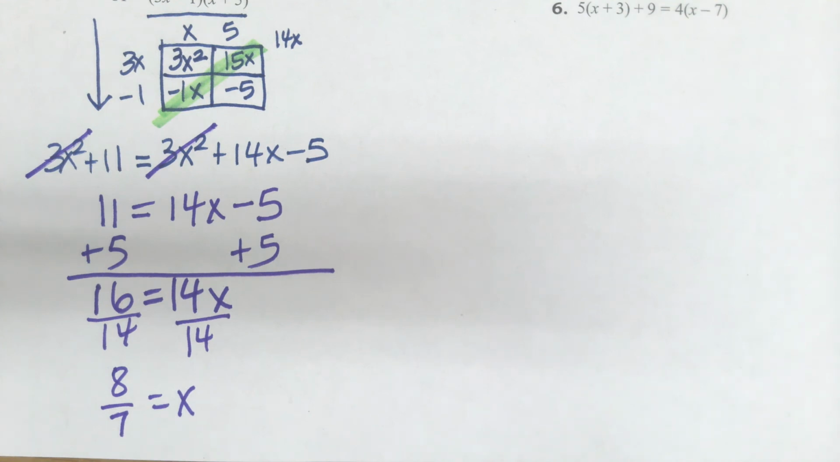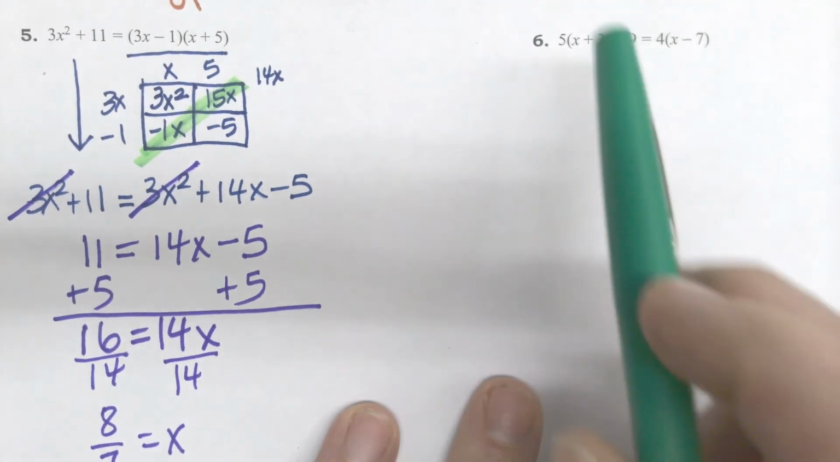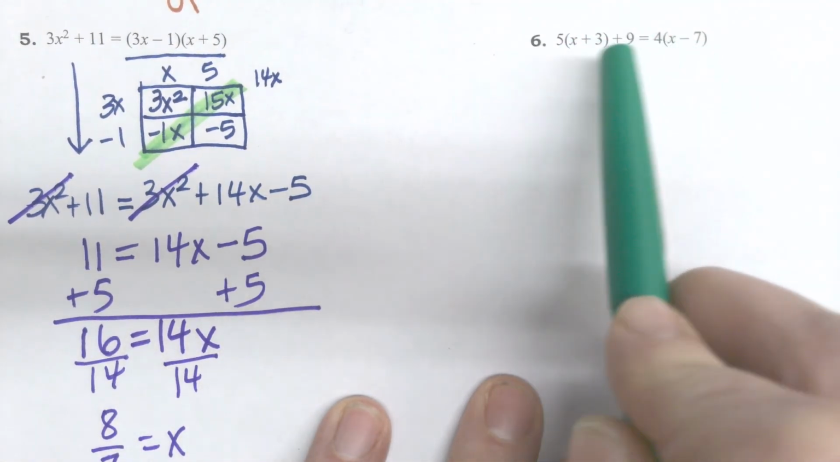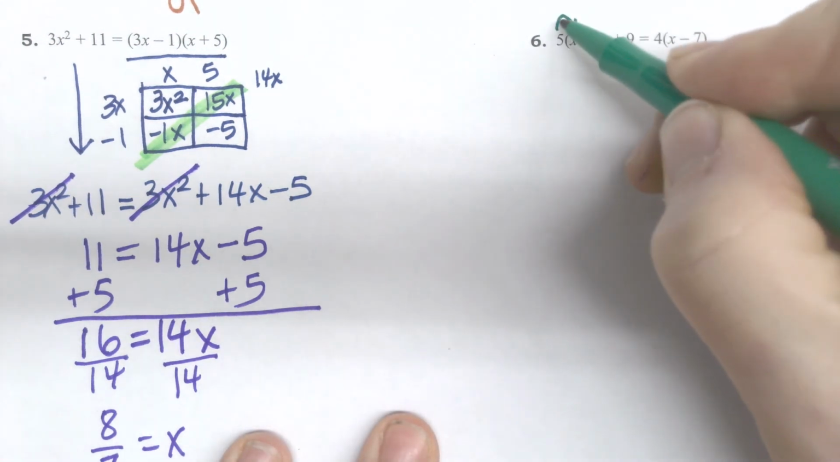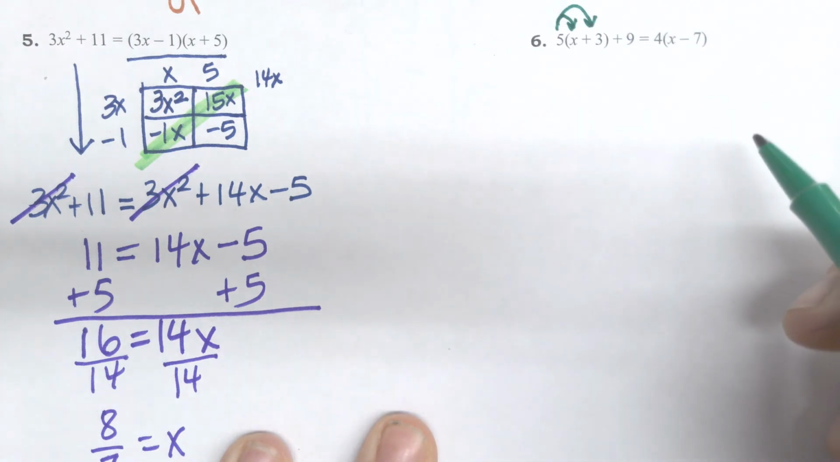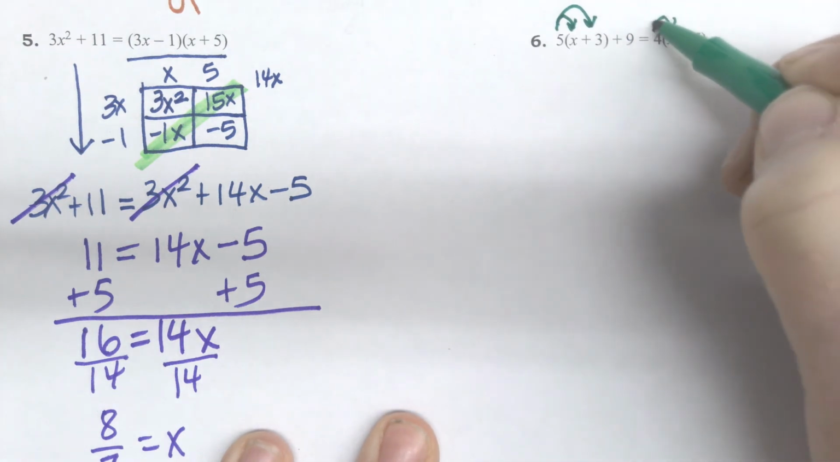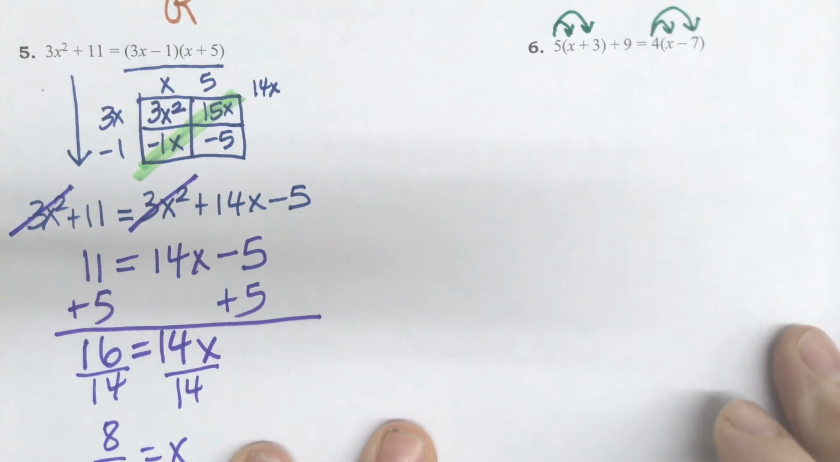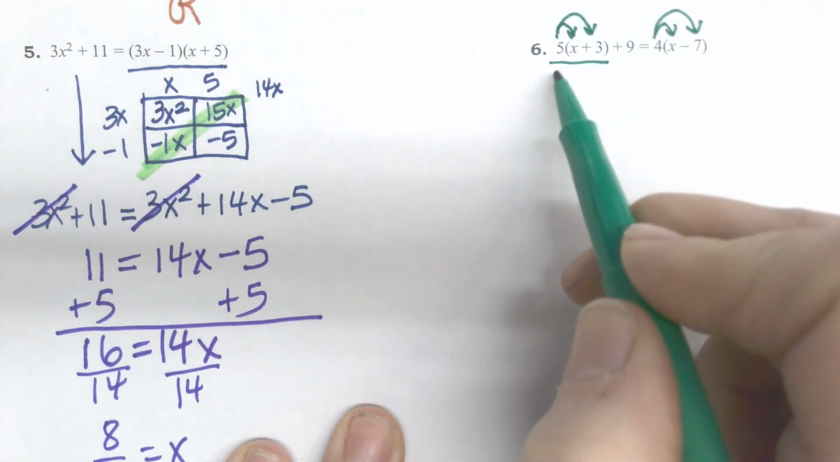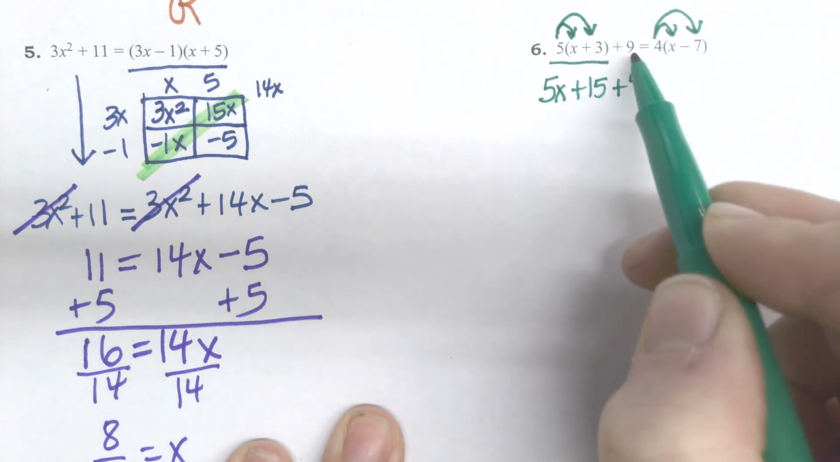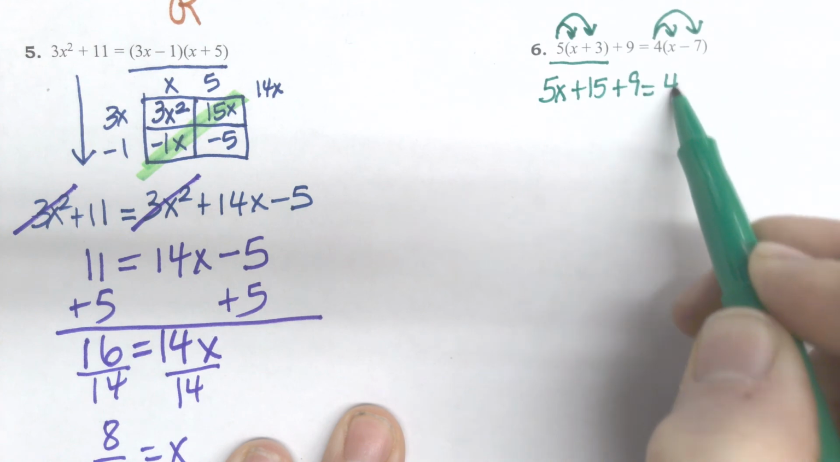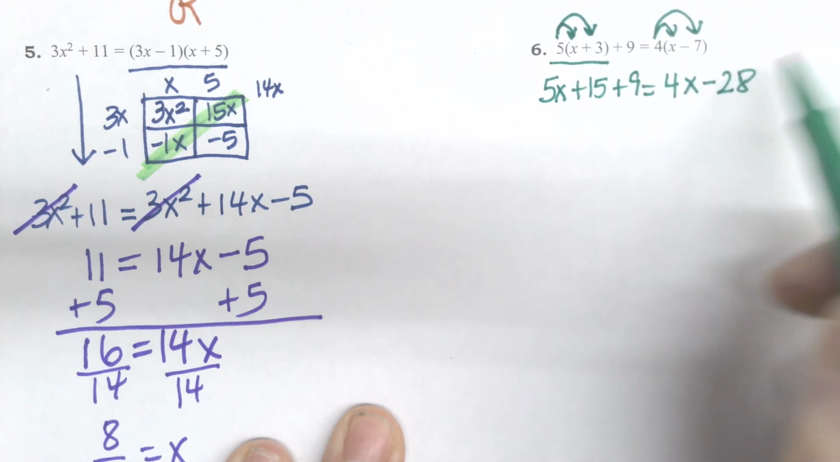Last problem that we're going to work through together here is just a distribute, but I have to distribute on both sides. So I bring the 5 through on the left, and I'll bring the 4 through on the right. So I'm just rewriting this first thing as 5x plus 15 plus 9. I just bring the 9 down. Equals 4x minus 28.